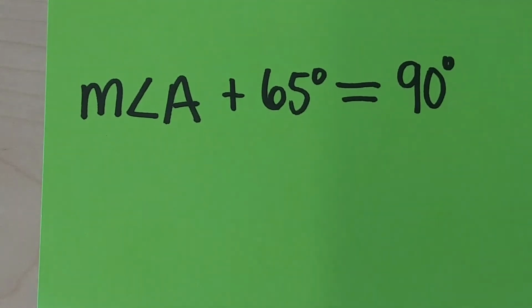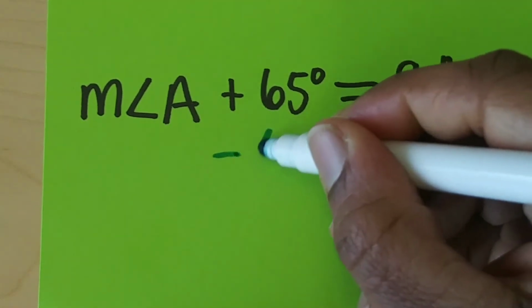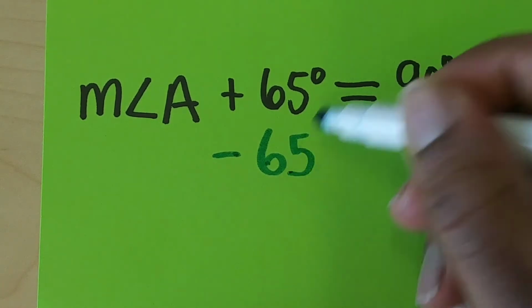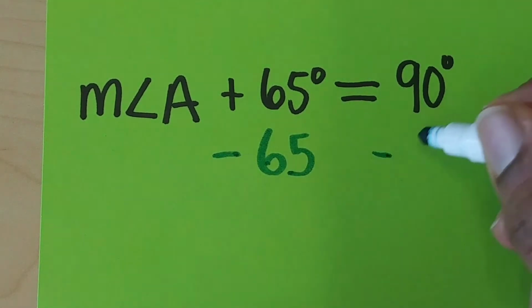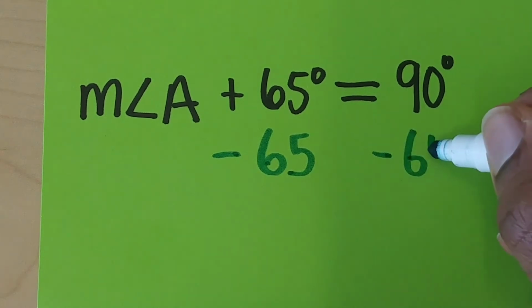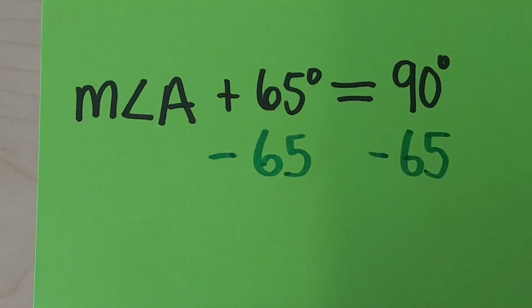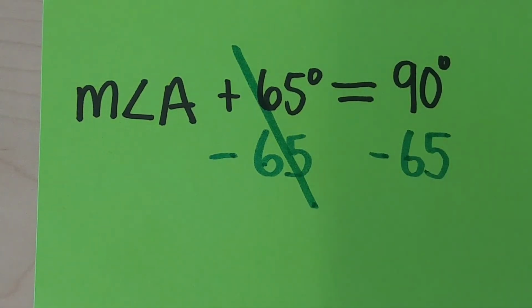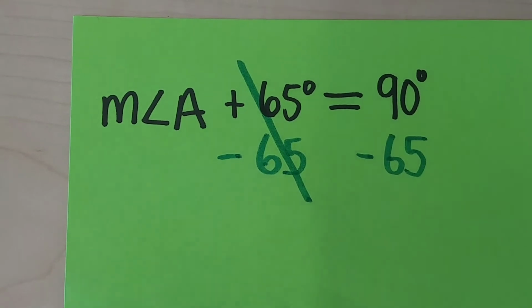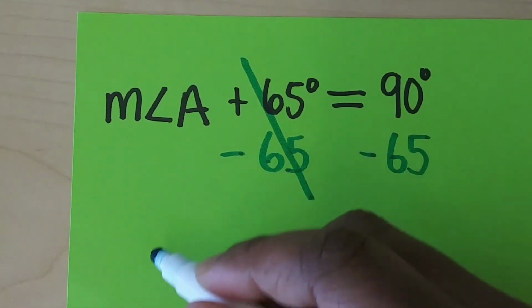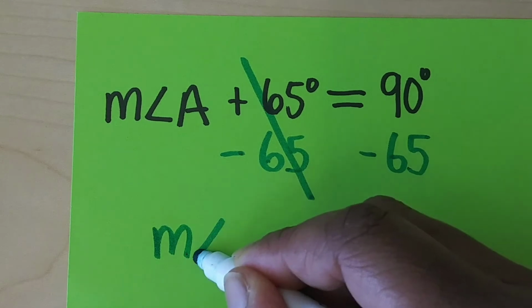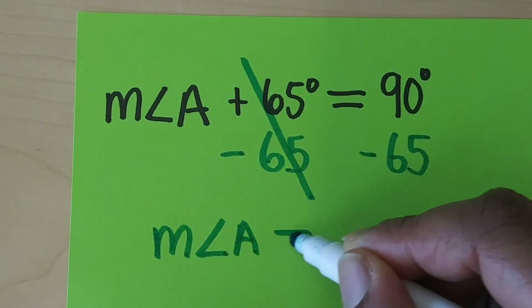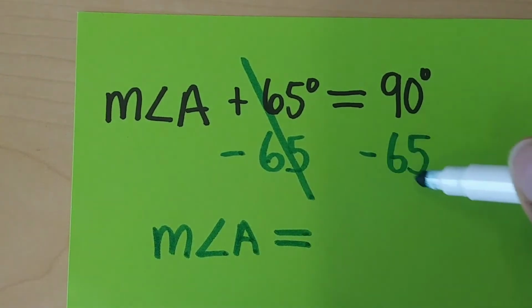This is a one-step equation. First, I need to isolate the variable, which is the measure of angle A, by doing the additive inverse of a positive 65, which is a negative 65. I need to keep this equation balanced by subtracting 65 from the left and the right side of the equation. Positive 65 and negative 65 are called additive inverses because they equal 0. So on the left side of the equation, I'm left with the measure of angle A. It should be the same as 90 minus 65.